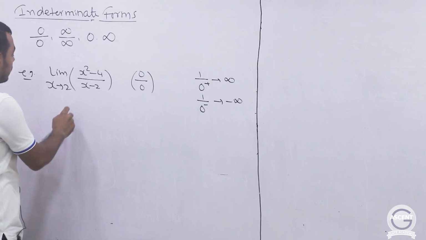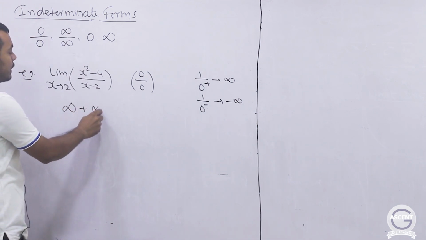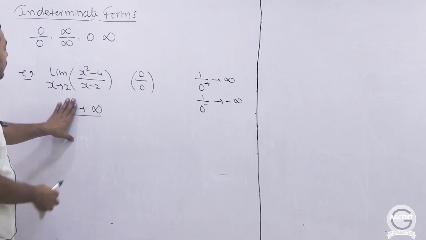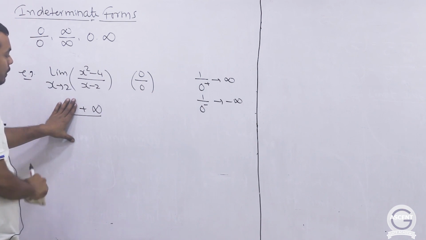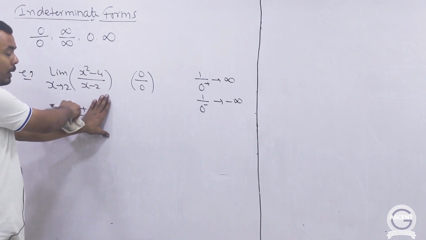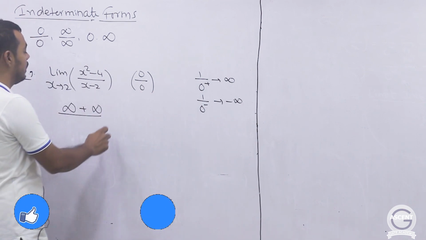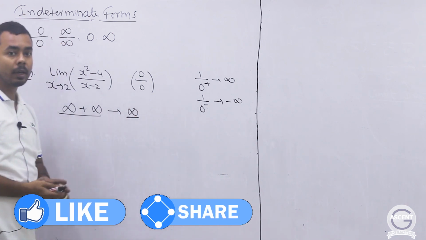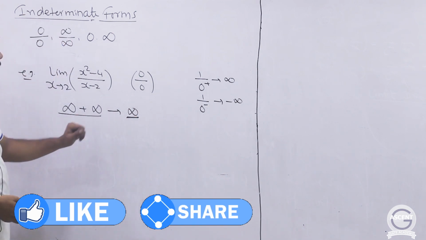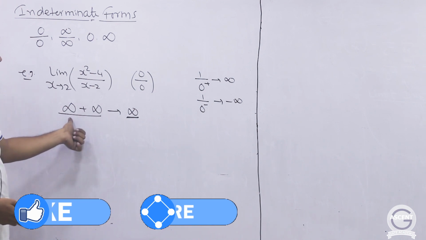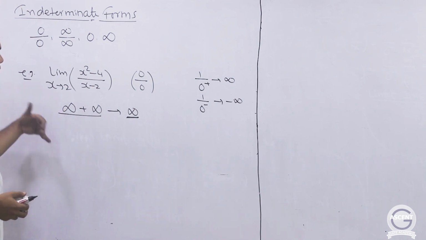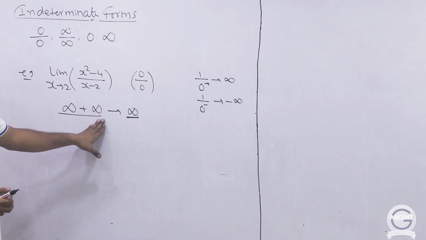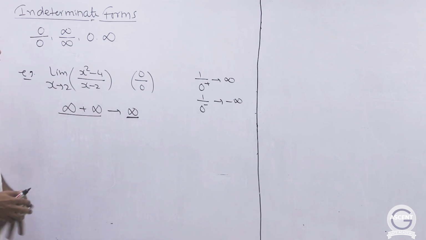Suppose I have infinity plus infinity, then this is not indeterminate. The reason is that infinity plus or minus any finite number should be infinity. So infinity plus infinity is infinity, so this is not indeterminate. See, these are not exact numbers, these are concepts. Infinity means a very large number. So a very large number added to another very large number will give us a very large number.